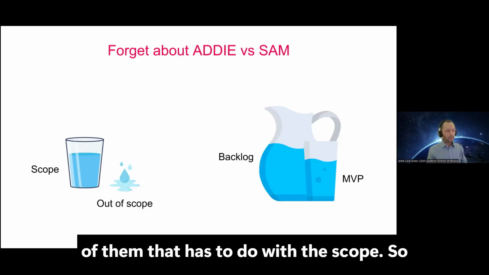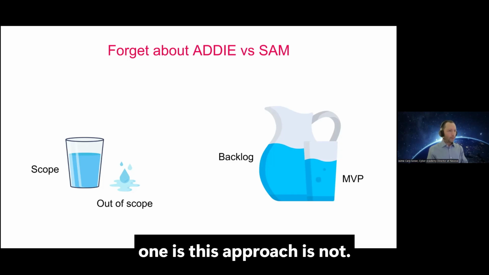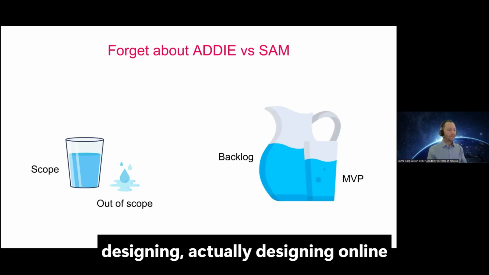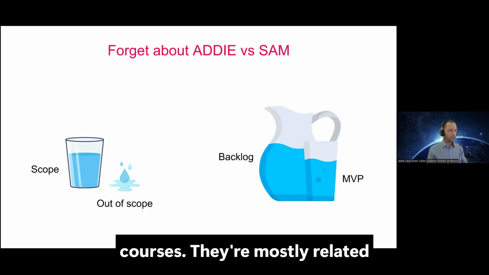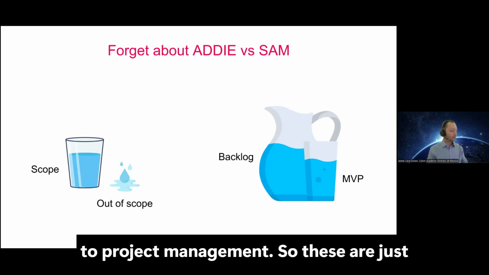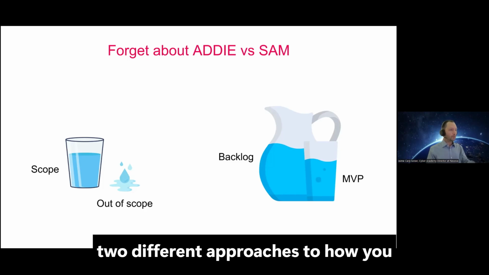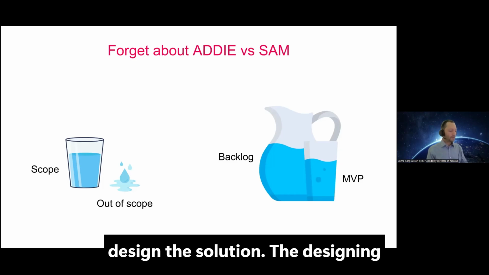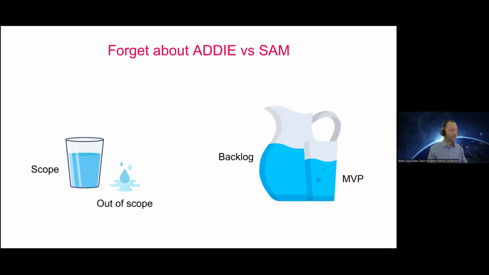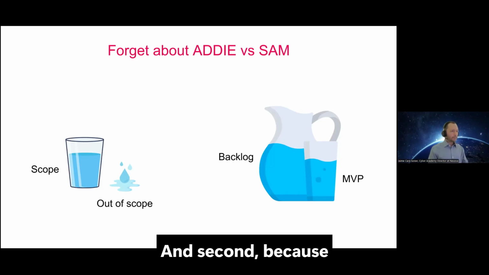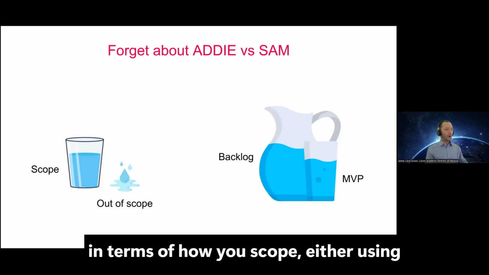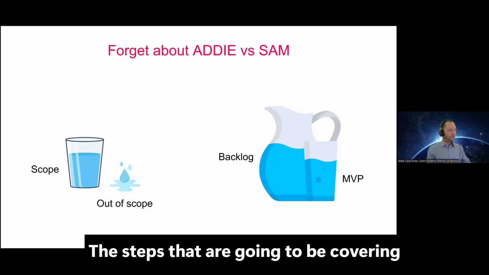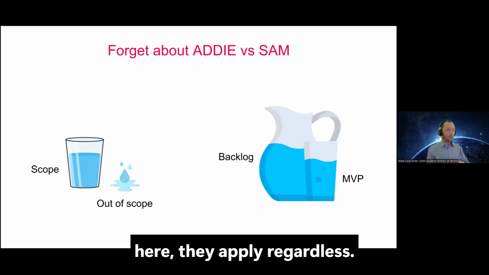I'll just talk about two of them that have to do with the scope. So one is that these two things are not related to actually designing online courses. They're mostly related to project management. So these are just two different approaches to how you manage your project rather than how you design the solution. The designing process is very similar in any case. And second, in terms of scope, how you scope, either using ADDIE or SAM or any other, the steps that we are going to be covering here apply regardless.